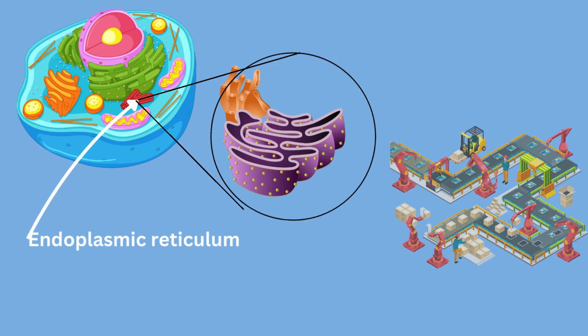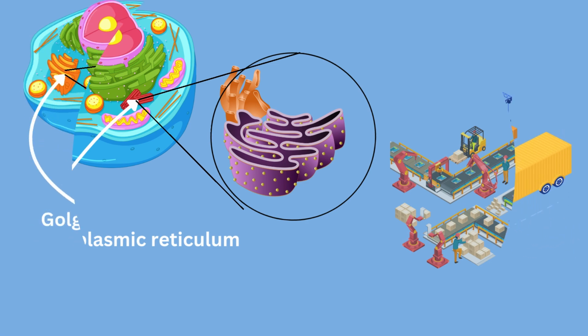The ER functions like a cellular assembly line. It comes in two forms. Rough ER, studded with ribosomes, assists in protein synthesis. Smooth ER lacks ribosomes and is involved in lipid production and detoxification processes.